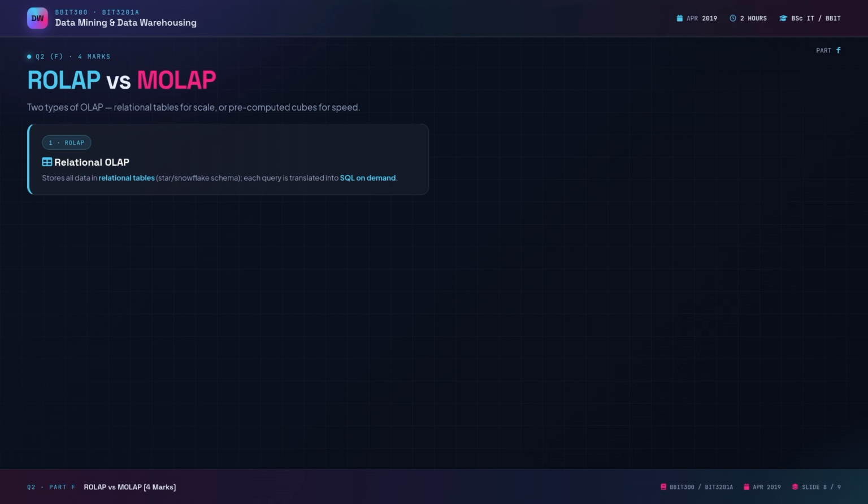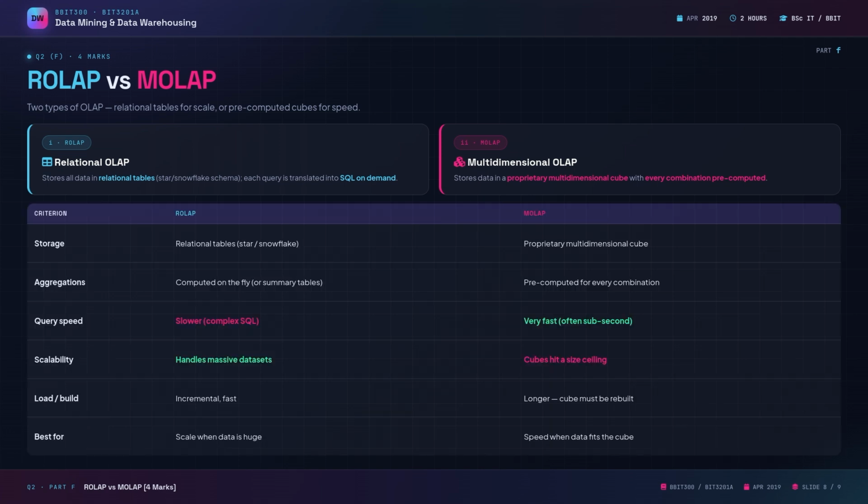Let's compare them across 5 criteria. On storage, ROLAP uses relational tables, while MOLAP uses a proprietary cube. On aggregations, ROLAP computes them on the fly or from summary tables, while MOLAP pre-computes them for every combination. On query speed, ROLAP is slower because it relies on complex SQL, while MOLAP is very fast, often sub-second. On scalability, ROLAP handles massive datasets well, while MOLAP cubes hit a size ceiling.